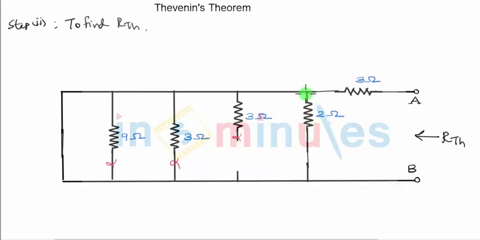Look at this 2 ohm resistance. It is also connected across the same 2 nodes which are short circuited, and hence this 2 ohm resistance, like the 3 and 9 ohm, also becomes redundant. So basically all these resistors will be redundant. The only resistance that will play its role in finding RTH is this 3 ohm. You can see that between node A and B, it's only 3 ohm that will remain. All these resistors are redundant. They will not have any effect on RTH. So I can directly write down RTH is equal to 3 ohm.